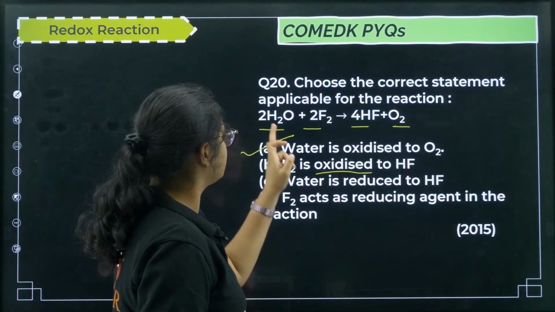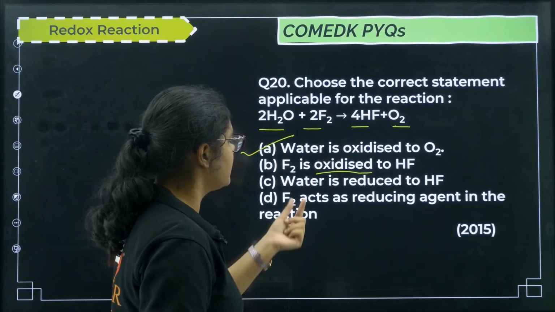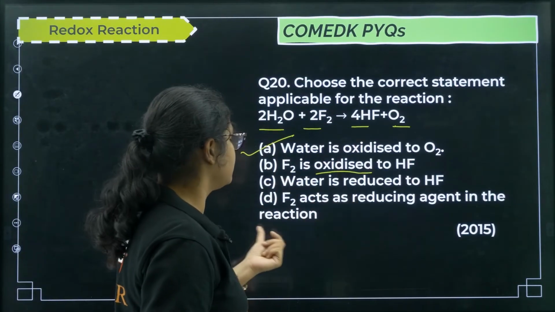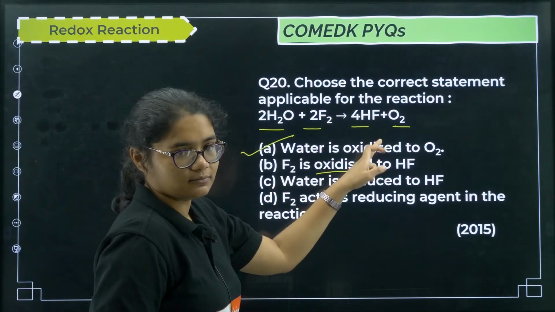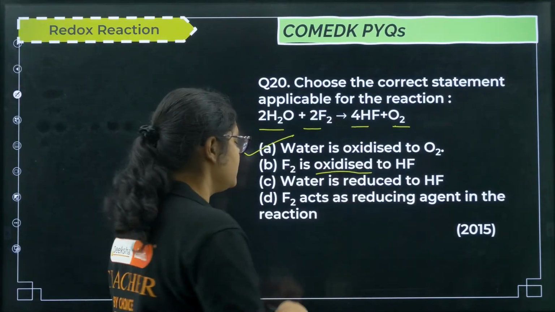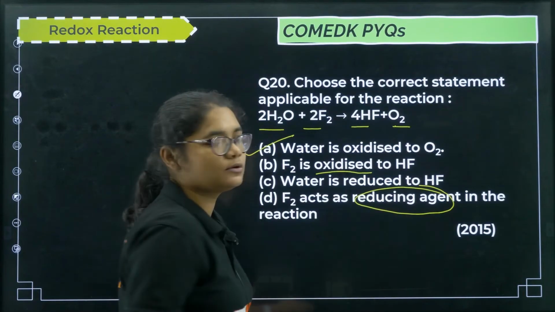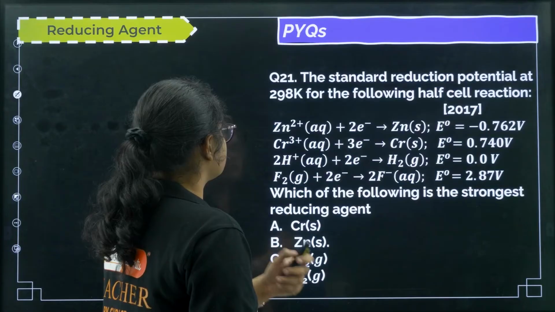Next, water is reduced to HF, there is no relation here. F2 acts as a reducing agent in the reaction. So if you see F2 to HF, it is undergoing reduction, means it will act as an oxidizing agent. So that is why this statement is also incorrect. Okay. Next, question number 21.